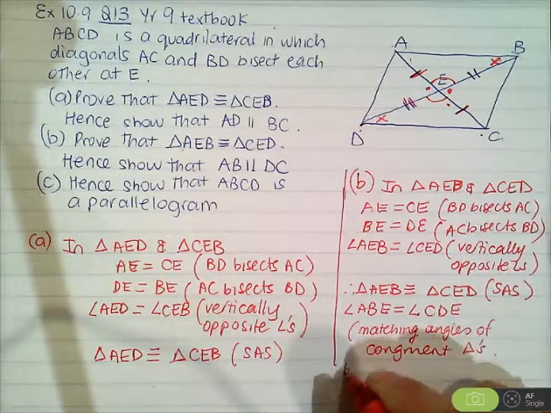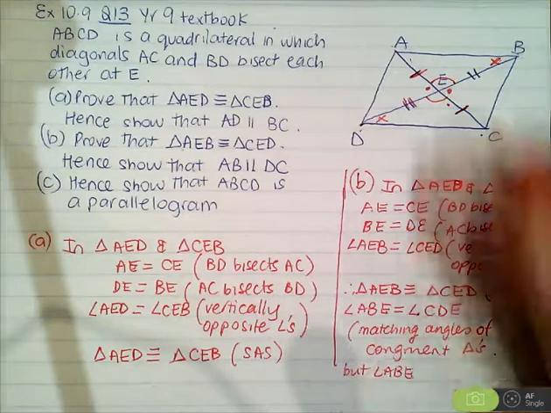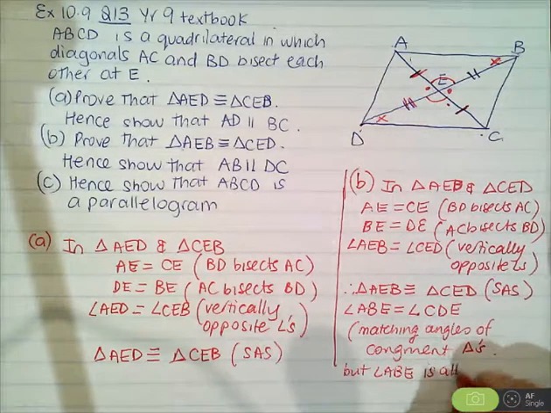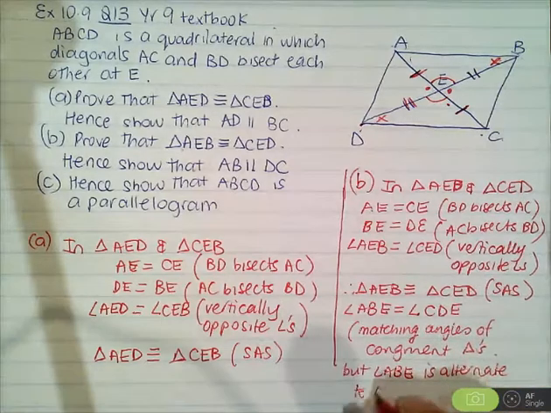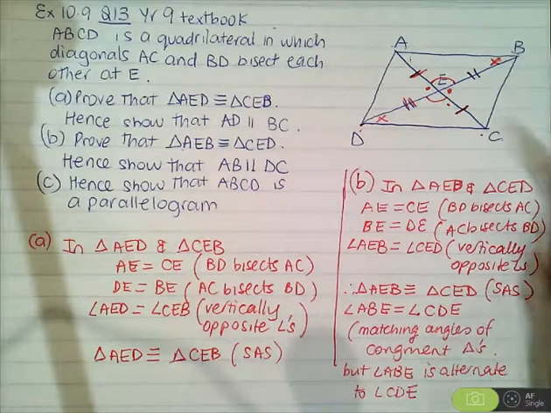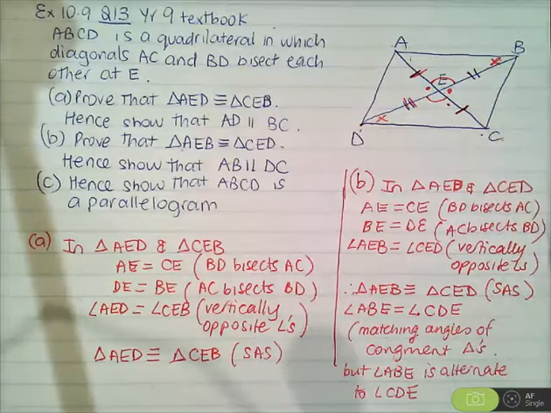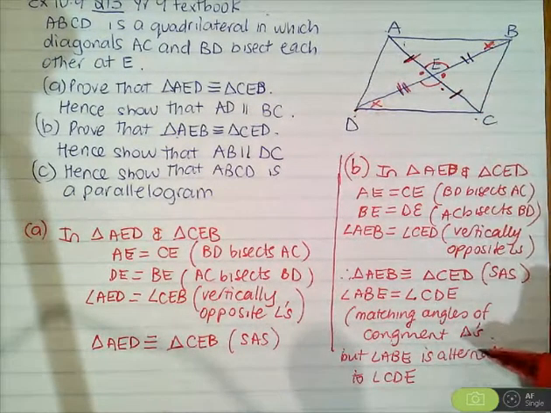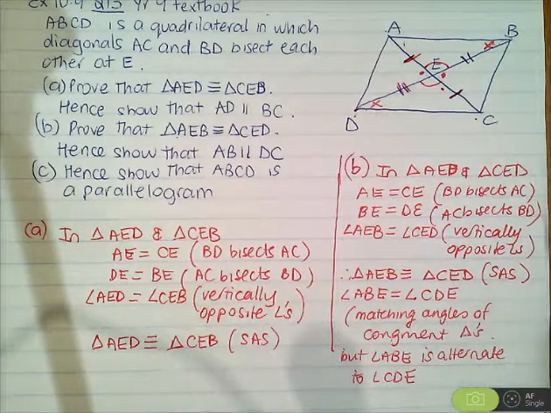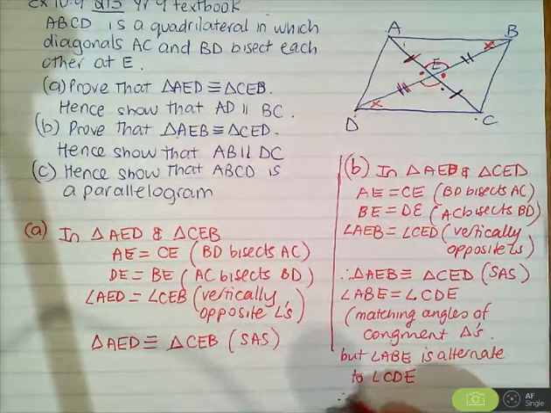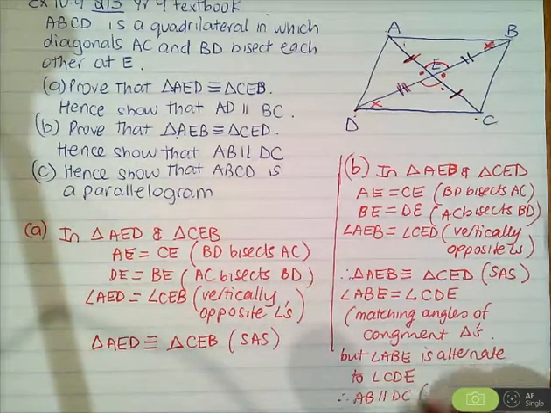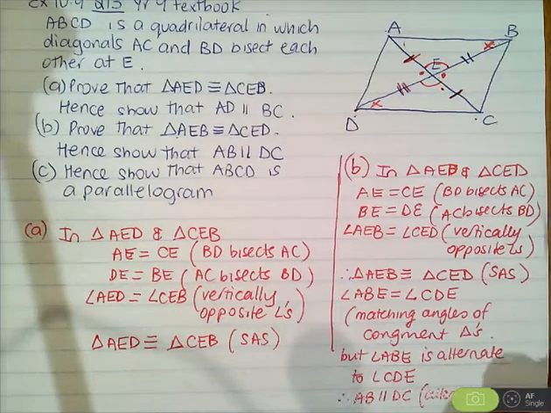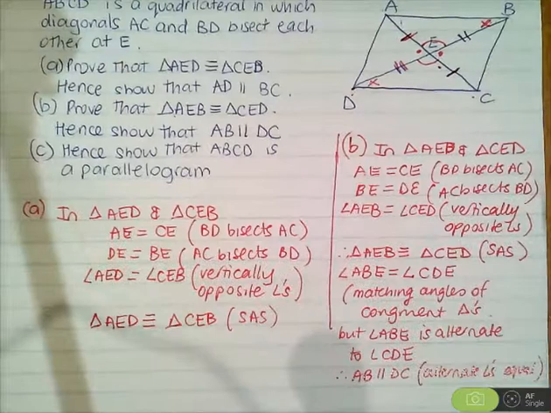But if you look at their positions, angle ABE is actually alternate to angle CDE. Because those two crosses are in a position that indicates alternate angles, but we've also said that those two angles are equal, it means we've got alternate angles that are equal. Now, alternate angles that are equal only ever happen on parallel lines. So I can say, therefore, AB is parallel to DC because our alternate angles that we've just talked about are equal.